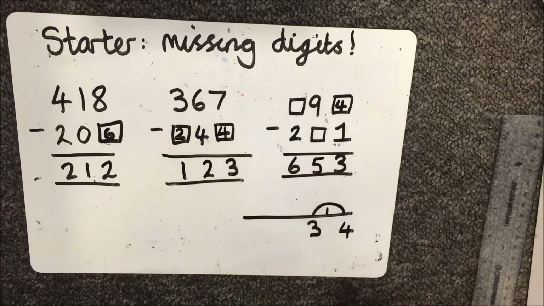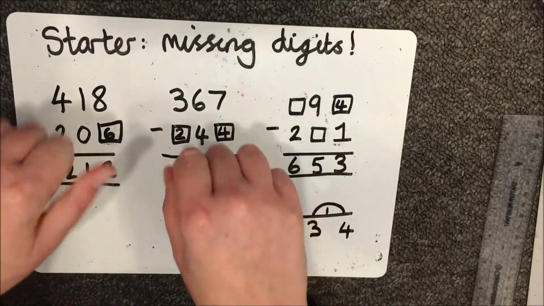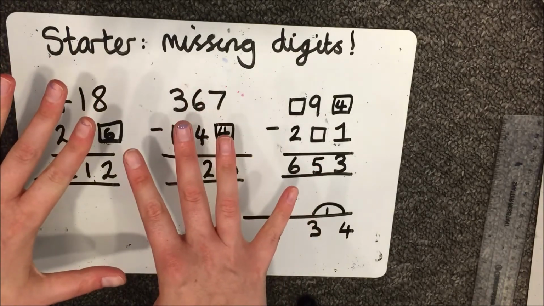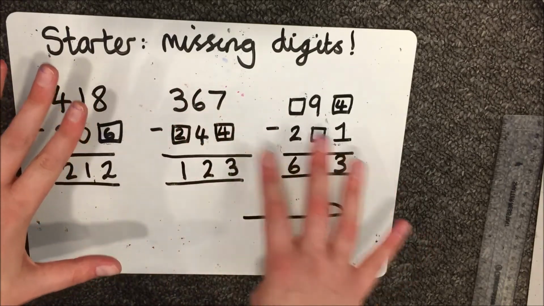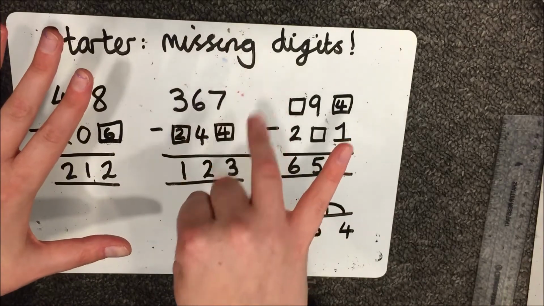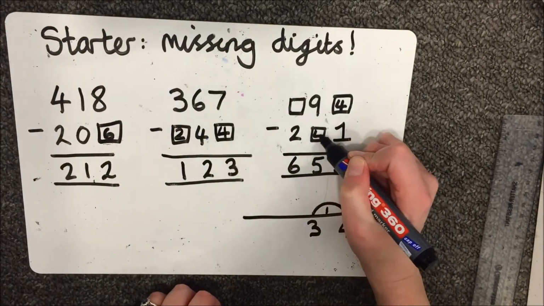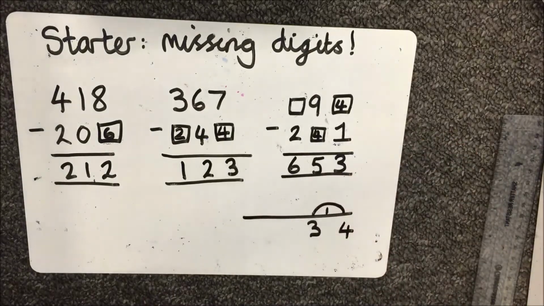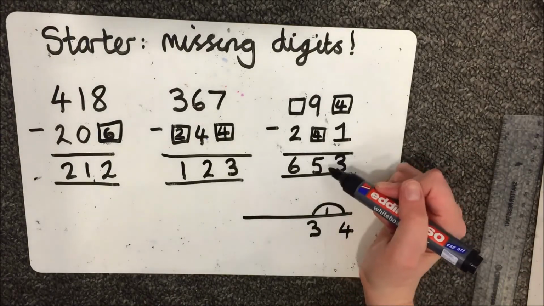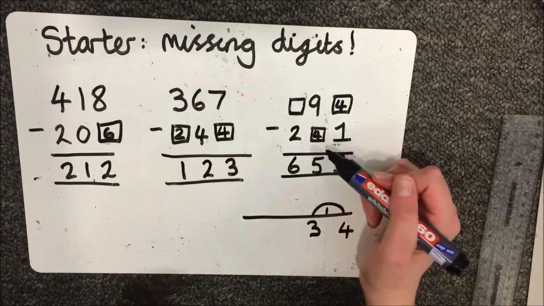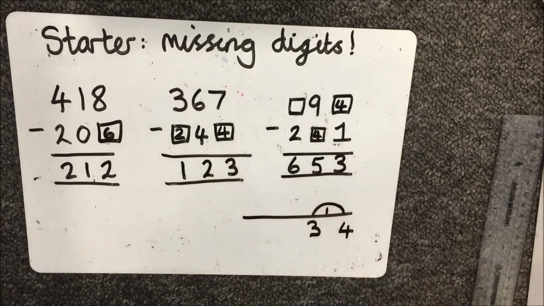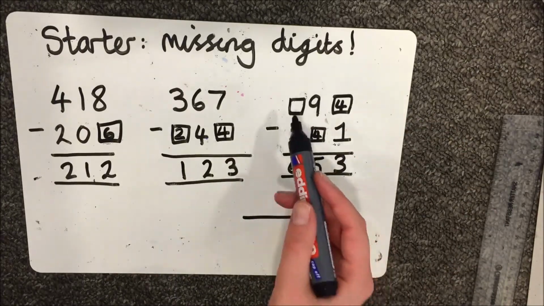9 take away something is the same as 5. So we know our beginning number. We have 9 tens. How many tens do we have to take away to get to 5 tens? 1, 2, 3, 4. So I've taken away 4 tens. I've taken away 40. If you look, it works the other way around. 5 tens add 4 tens is the same as 9 tens. Let's do the last one.